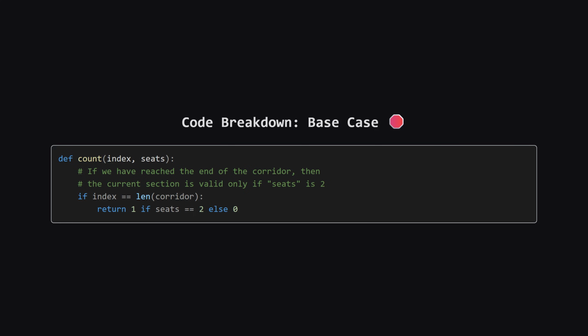Inside our recursive function, we first handle the base case. If our index reaches the length of the corridor, it means we've processed everything. But wait, we can't just say success. We have to check if the very last section we were building is valid. Does it have exactly 2 seats? If yes, we return 1, meaning this path is valid. If not, say we ended with only 1 seat, we return 0, because that's an invalid division.